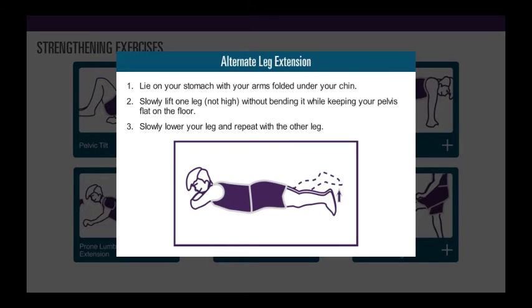First, lie on your stomach with your arms folded under your chin. Then, slowly lift one leg, not high, without bending it, while keeping your pelvis flat on the floor. Lastly, slowly lower your leg and repeat with the other leg.